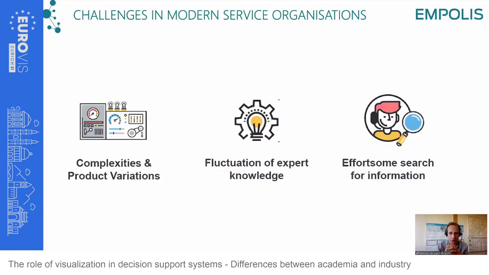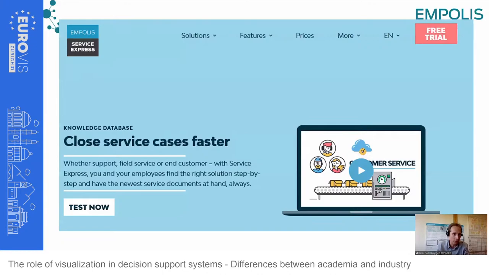And this is not so easy because products nowadays get more and more complex. Look at the automobile, in the automotive industry, for example. Also, the fluctuation of expert knowledge, or still effortsome search for information. These are all problems that companies such as KUKA, Vodafone, König & Bauer, BMW, and so on have. So they do and they need to include intelligent systems in their customer service. And one of these systems is Service Express. This is one of our products.